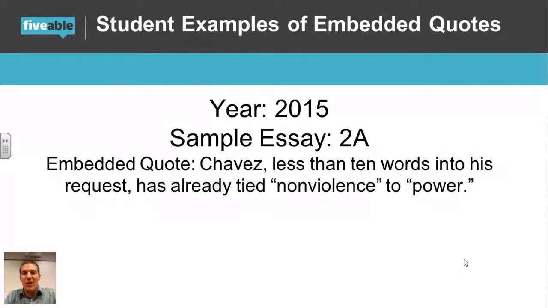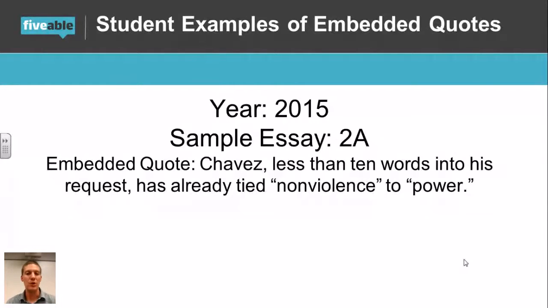I love that this student writer actually counted the words. I'm not recommending that. I just think that was a cool thing that this writer did. Less than 10 words into his request. The point being, at the very beginning, he has already tied nonviolence to power. So clearly, this student is going to go on and say, this is why the author Chavez did this so early on, tying nonviolence to power. Now, most students would have said something like this. At the beginning of his essay, Chavez ties nonviolence to power. And maybe we wouldn't even have quoted those words.